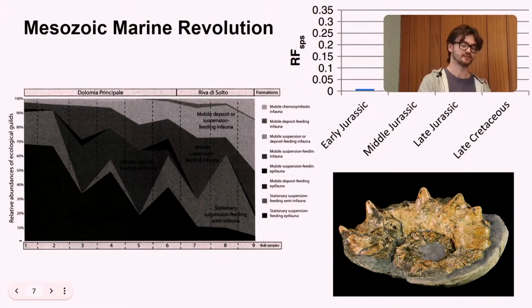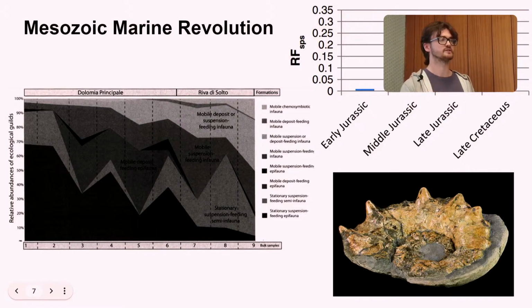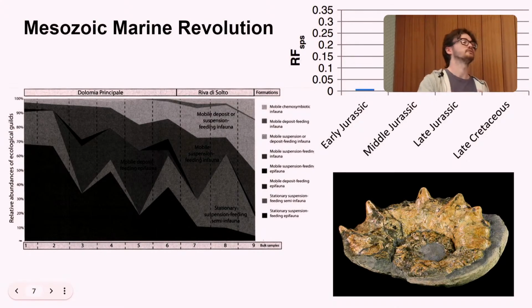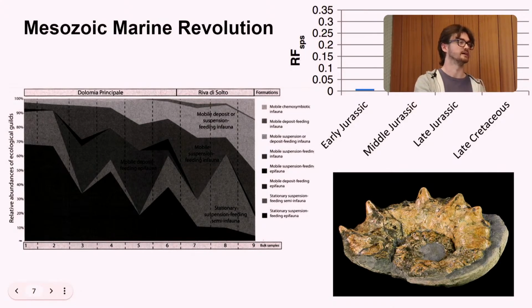All right, so let's talk about the Mesozoic marine revolution. Throughout time, various events have changed ecosystem structure. A big one was the end Permian mass extinction, the most devastating mass extinction in Earth's history, and that completely disrupted the ecosystems of the time. The Mesozoic marine revolution is another one of these events that changed ecosystem structure, and it actually brought about the ecosystem structure that we still have today.